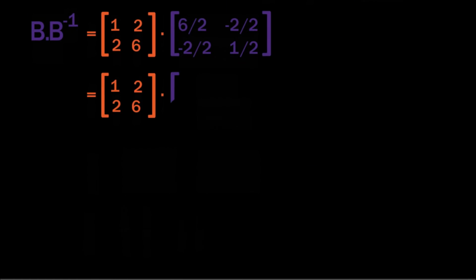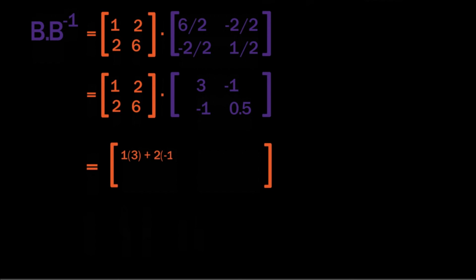So we rewrite this. 6 over 2 is 3, negative 2 over 2 is negative 1, negative 2 over 2 is negative 1, 1 over 2 is 0.5. So if we do the matrix multiplications, what we will get is, so the first row of the first matrix multiply with the first column of the second matrix, we will get 1 multiplied with 3 plus 2 multiplied with negative 1.